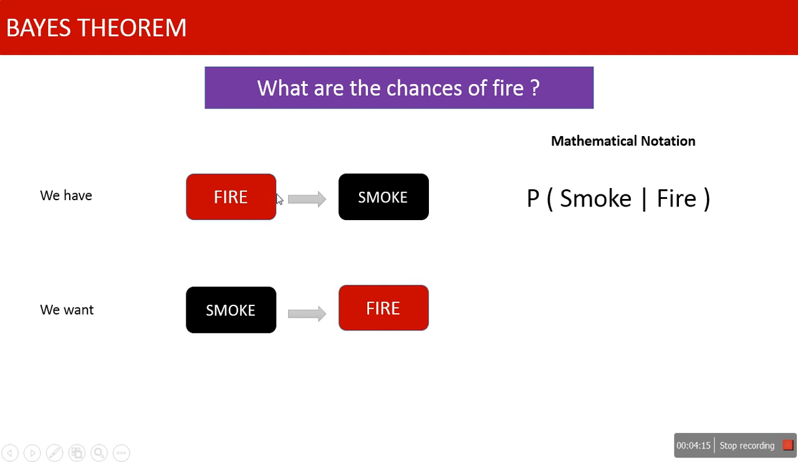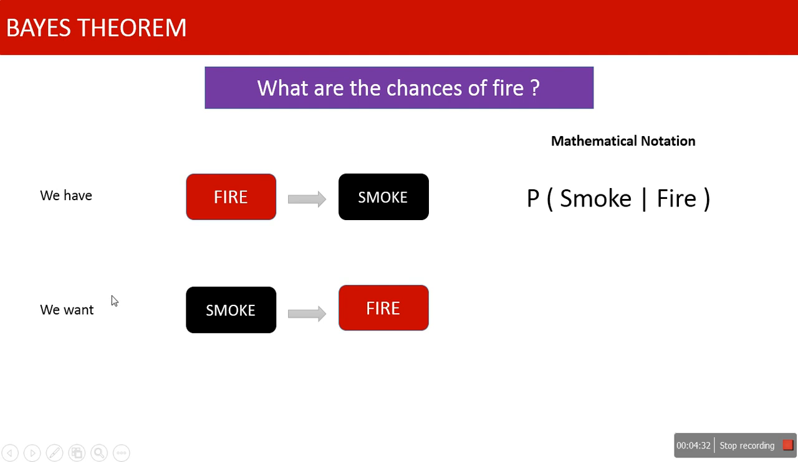So the knowledge they have is this: given the class attribute, they can compute the probability of a given data attribute. Or in our case, given that the incident was fire, they can compute the probability of smoke. The mathematical notation is this one.